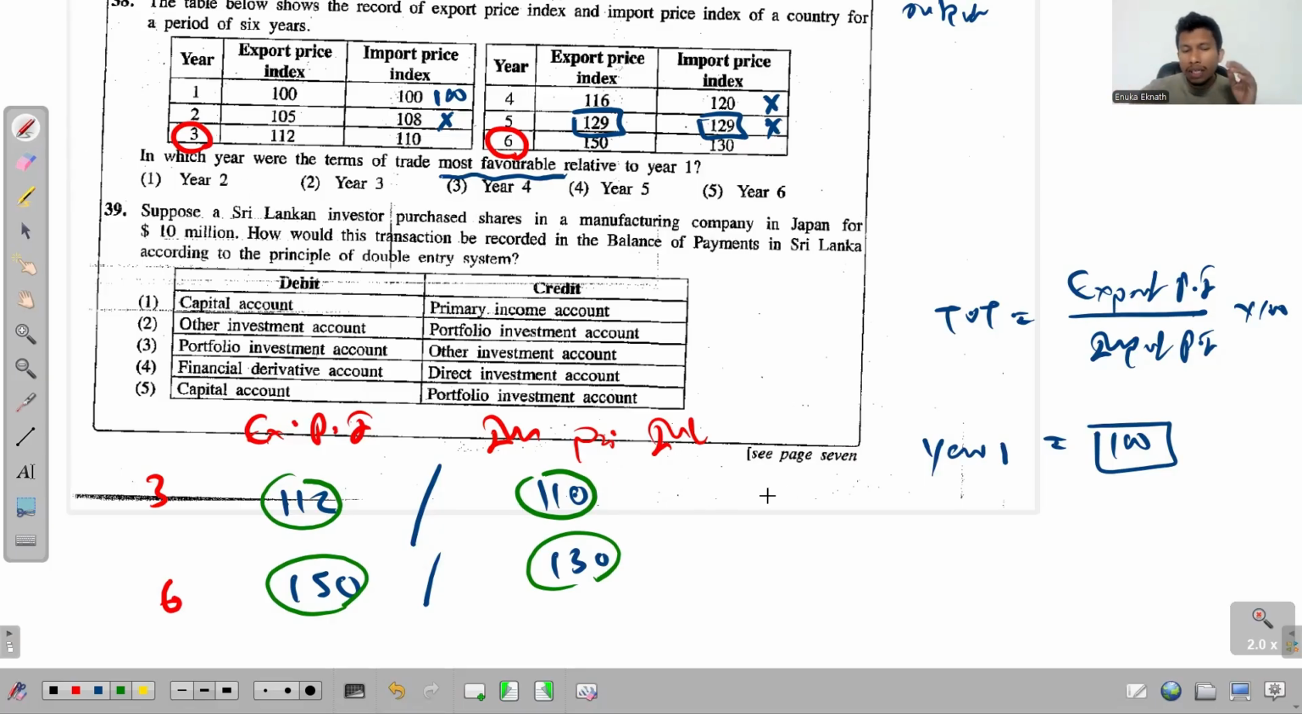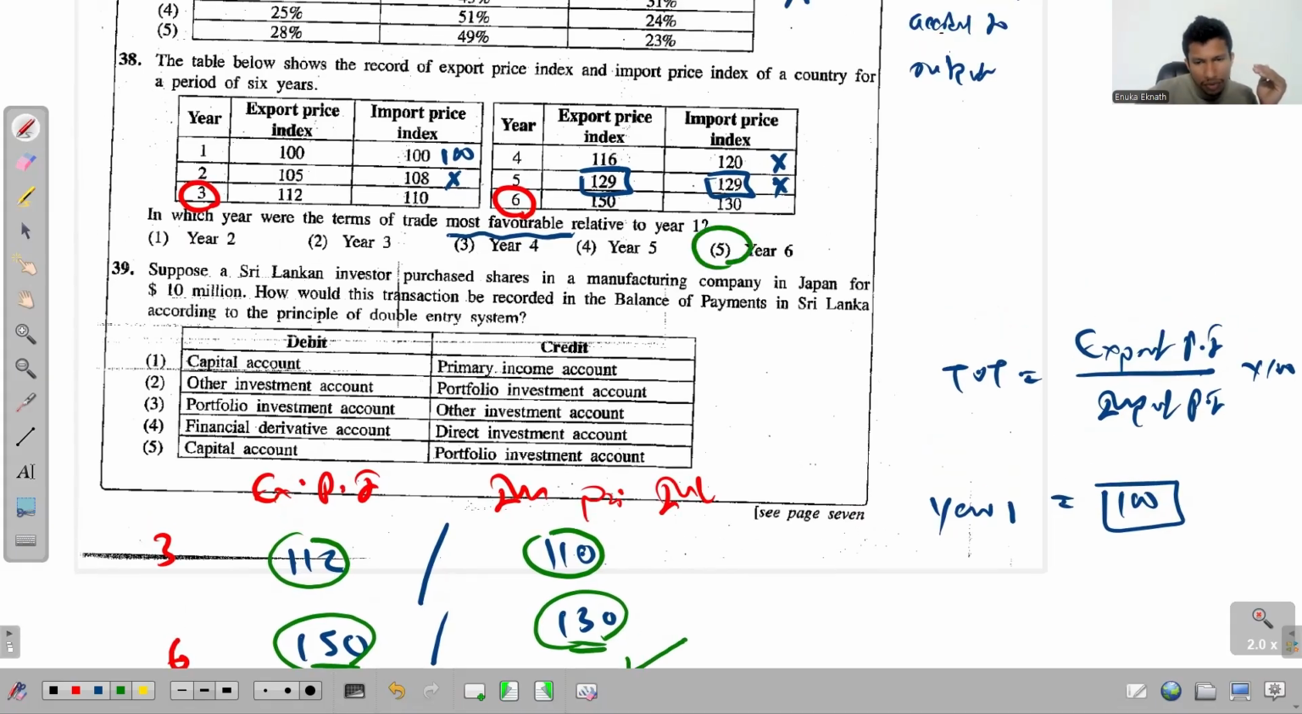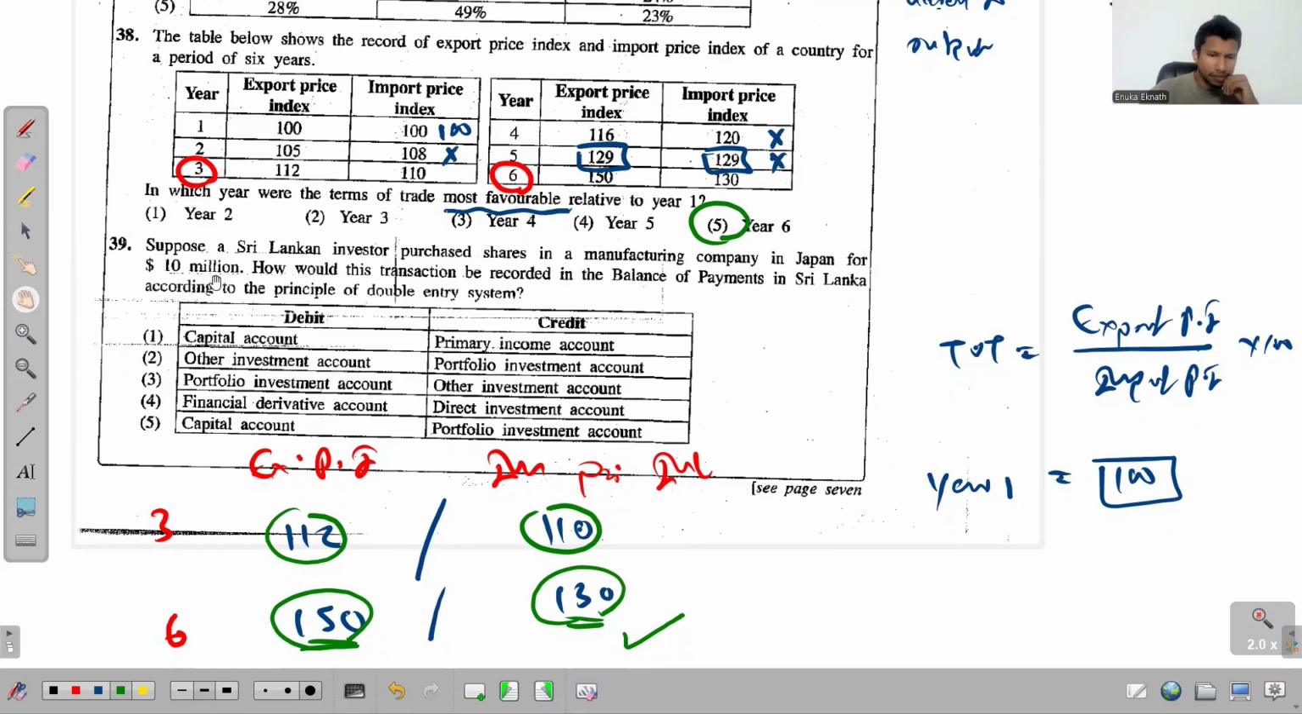So if you calculate the terms of trade for year 3 and year 6, the highest terms of trade you will receive definitely for year 6, as we have a higher gap between these two values. And so the answer for question 38 is the fifth one, and you don't need to do a single calculation to recognize that. But if you really need, you can do the calculation, and then you will understand everything that I mentioned.